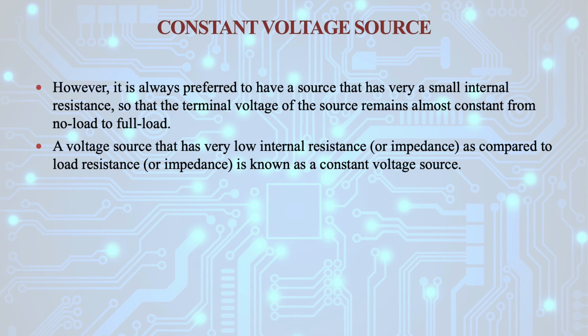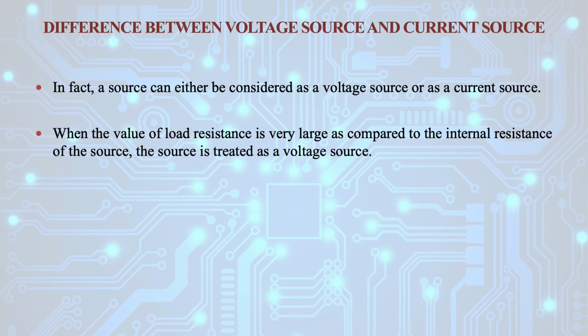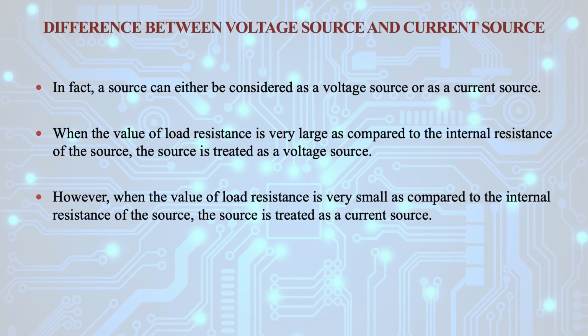A voltage source that has very low internal resistance as compared to the load resistance is known as constant voltage source. Now we have to understand what is the difference between voltage source and current source. In fact, a source can either be considered as a voltage source or as a constant current source. When the value of the load resistance is very large as compared to the internal resistance of the source, the source is treated as a voltage source. However, when the value of the load resistance is very small as compared to the internal resistance of the source, then the source is treated as the current source.